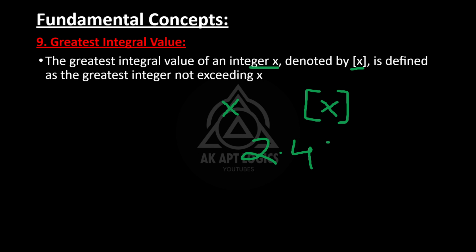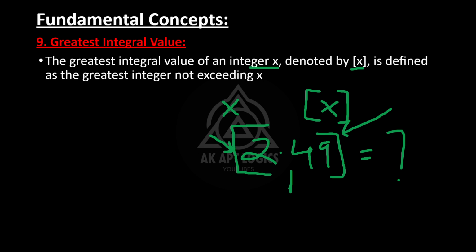If you are given a question like 2.49 in square brackets equals question mark, by seeing these square brackets you can understand that they are asking for the integral value of this particular value 2.49. The integral value of 2.49 will be 2. It means we neglect the decimal part and take only the integer part. The answer will be 2.